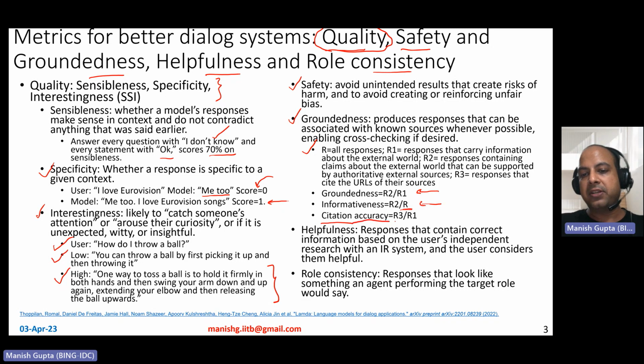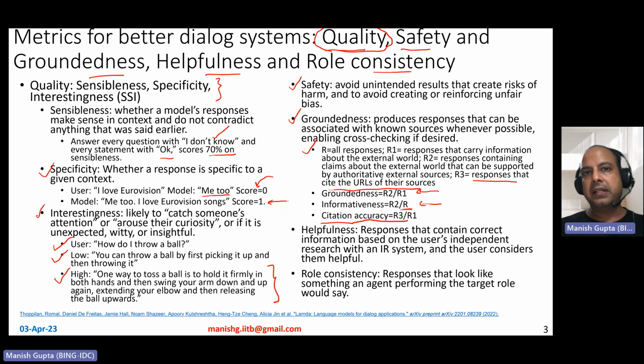And then there is citation accuracy. So for citation accuracy, in fact, you consider responses that cite the URLs of their sources. This is considered the numerator, and the denominator you have all those responses that carry information about the external world. So of the responses that carry information about the external world, how many carry URLs as their cited sources, right? So that's groundedness.